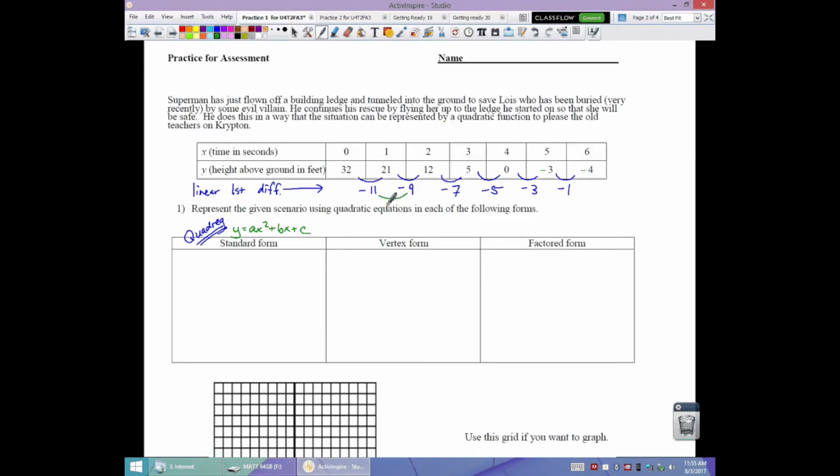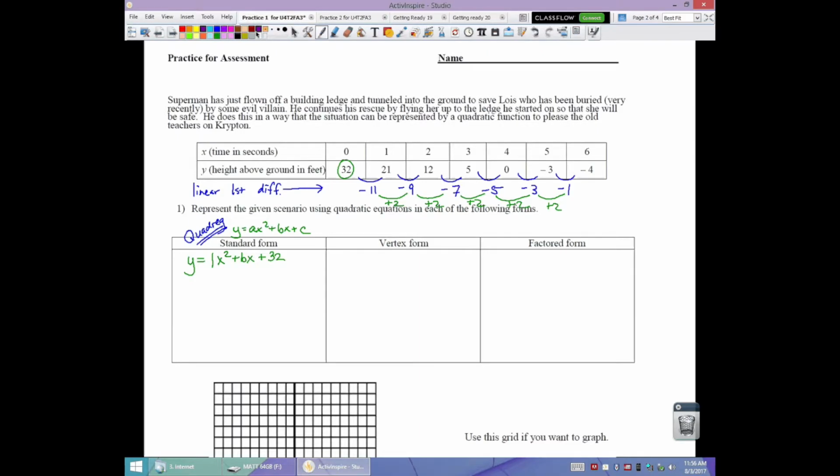So from negative 11 to negative 9 is up 2, and so on. So I know that half of the second difference, so positive 1, is a. So in my equation so far, I have y equals 1x squared plus bx, and then plus, I can also identify the c value from the y-intercept. So c is 32. Now if I just had the b value, I'd be set, I'd be done. But I don't have that.